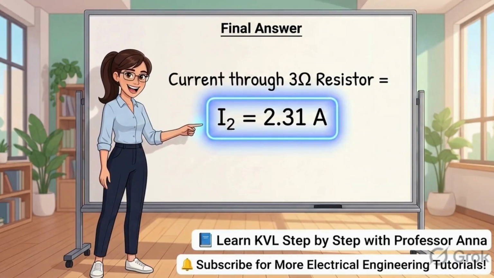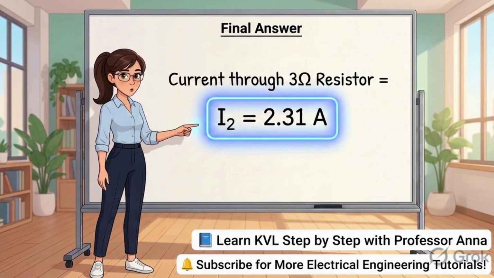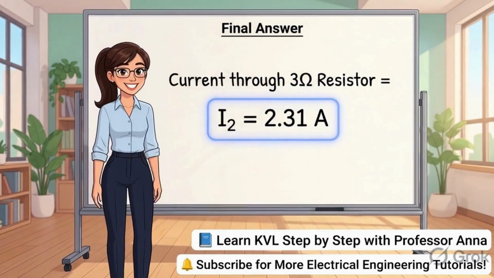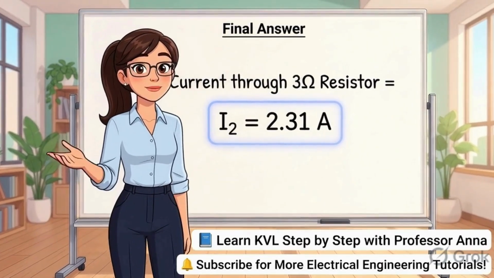And here's our final answer. The current flowing through the 3-ohm resistor is I2, 2.31 amperes. Since the 3-ohm resistor belongs only to mesh 2, its current is simply I2.